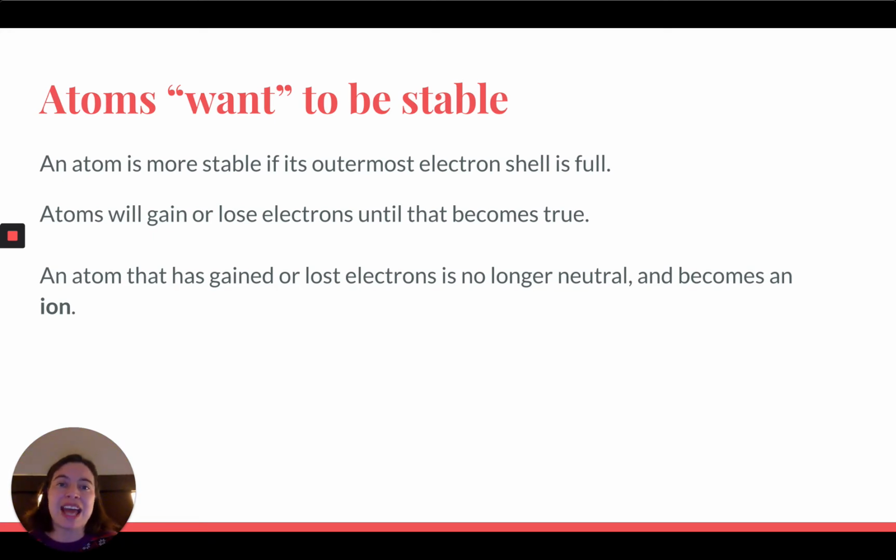The way that atoms are going to be able to do this is by gaining or losing electrons. And it's important to note that once you gain or lose electrons, you're going to have a different number of protons and electrons, which means you're not going to be a neutral atom anymore.